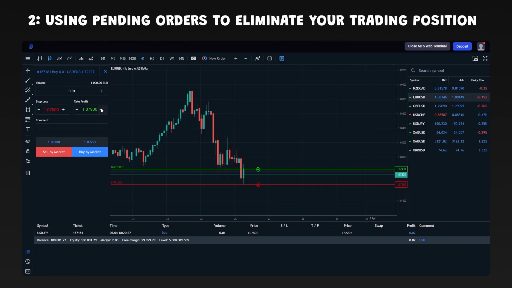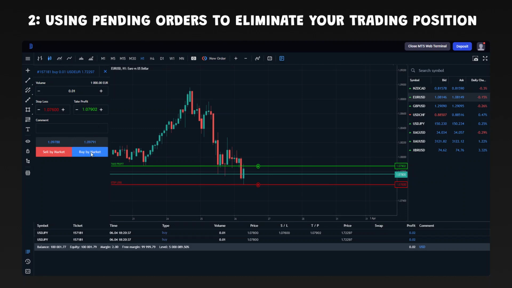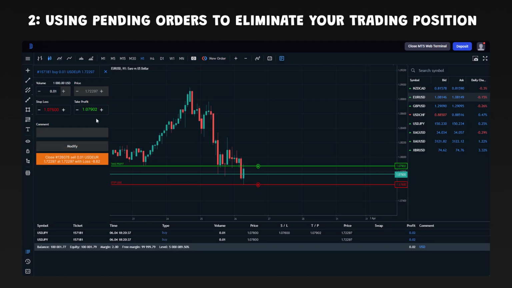To do it when placing a trade, you need to set stop loss and take profit by pressing the plus icon or entering the level manually. To modify the order, you need to right-click on the order you want to modify and then set stop loss and take profit. Once you set both pending orders, you need to click Modify. You will see that both pending orders will appear in the Order tab below the platform.